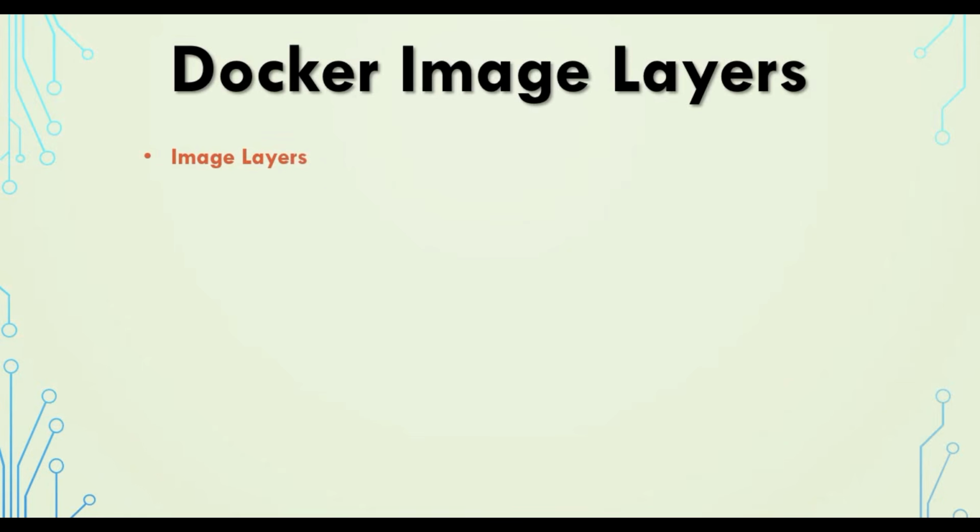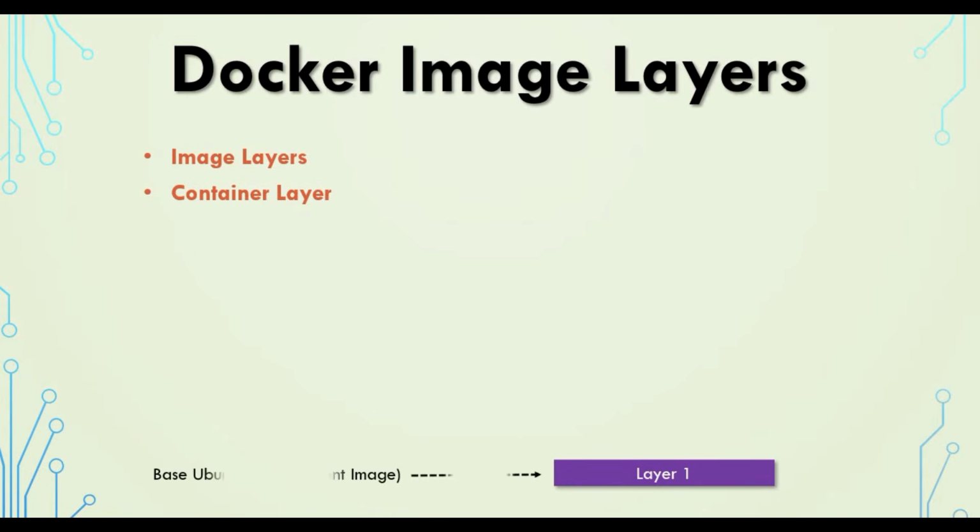Now let's see the Docker image layers a little bit more. There are two kinds of layers. One is the image layer, another one is the container layer. Let me take an example. You have a base layer for Ubuntu. Let's consider that's the parent image. We will talk more about why we need a base layer in the coming sections, because we have a detailed topic on Dockerfile and how to write one. So this is the base layer for the Ubuntu image.